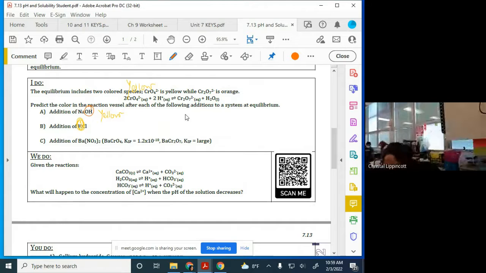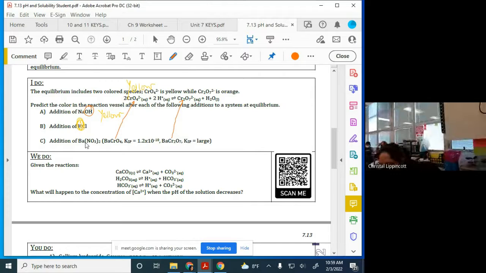All right. The next one. If we add in barium nitrate, this has a very large KSP, and this has a small one. So when barium's introduced, this stuff is going to stay in solution more than this would. This would come out of solution.